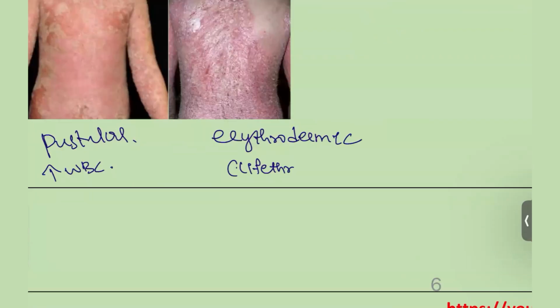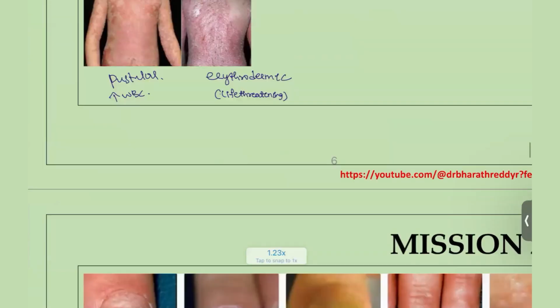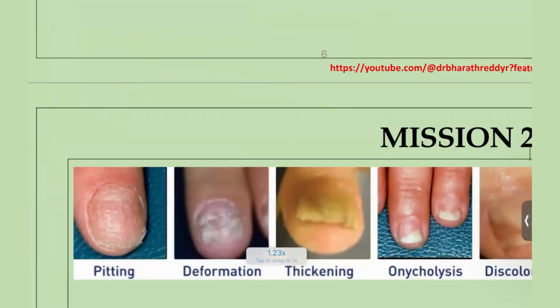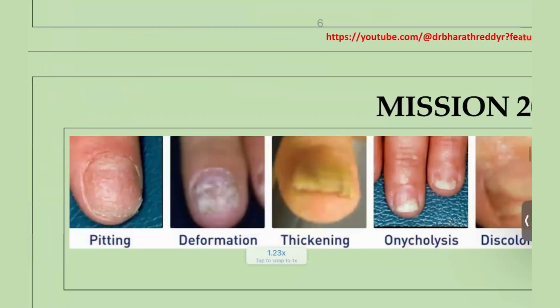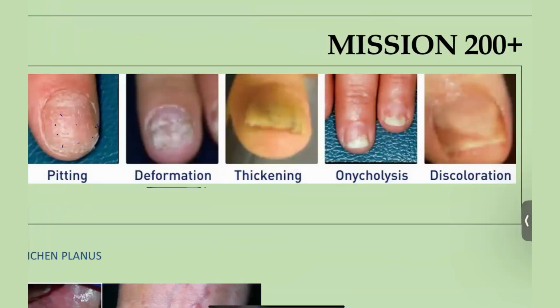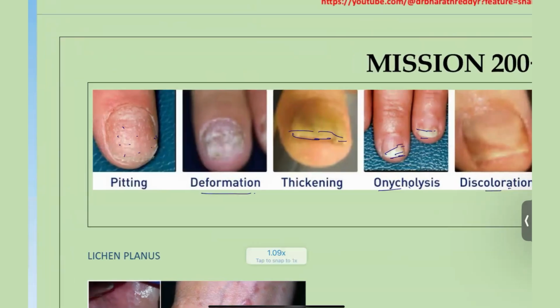Next, what are the nail changes that you are going to see? Pitting will be seen, and also deformation, thickening. Here you can see the thickening of the nails, onycholysis, the breakdown and the complete destruction of the nail plate, and also discoloration. These features will all be seen in this patient, and the oil drop sign is also seen in patients with psoriasis. Munro's abscess is also seen in patients with psoriasis.